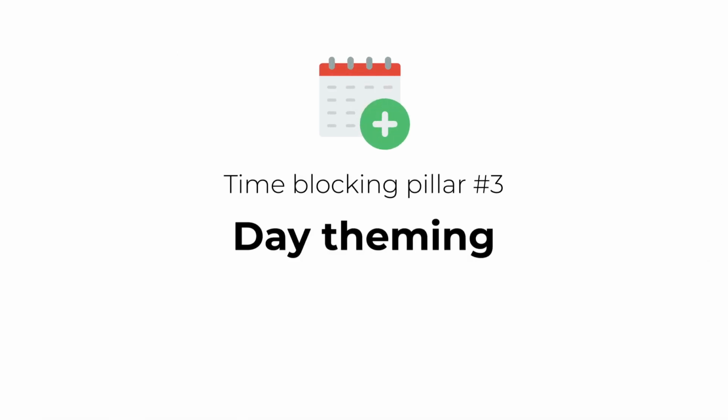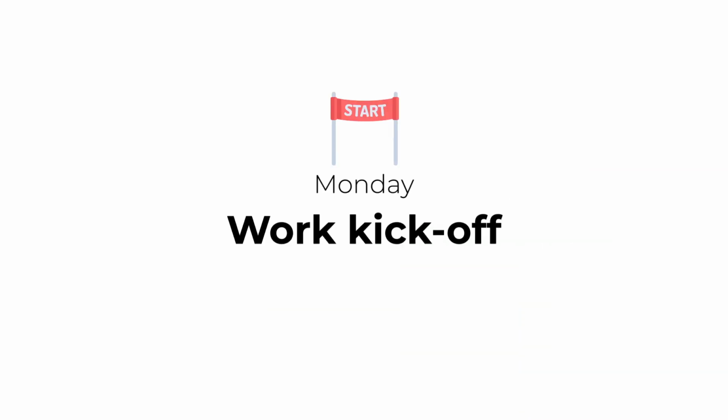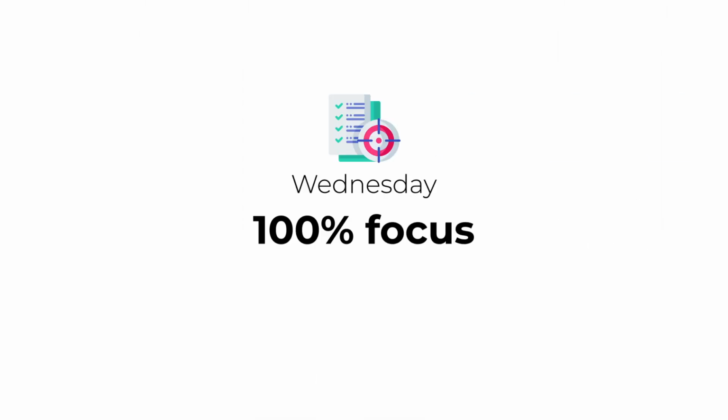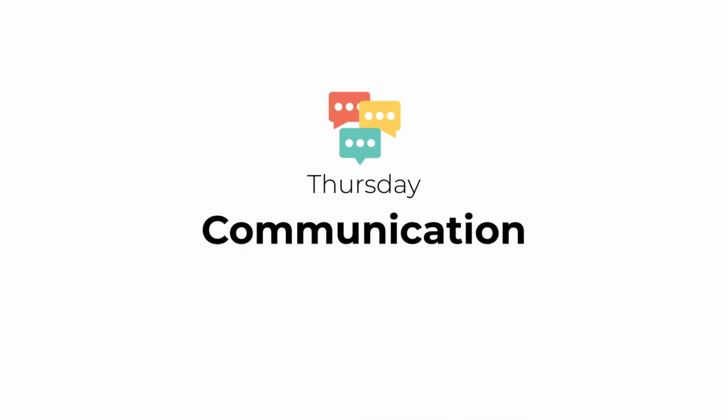The next key component of the strategy is day theming. Here is an example of what I mean by day theming applied to a weekly timeline. So Monday could be work kickoff day in general, weekly town hall overview of the week. Tuesday could be mostly meetings, so you get them out of the way, you batch them. Wednesday could be no meetings, the opposite, and 100% focus, so you're able to fully focus on your work. Thursday could be emails, phone calls, chats, essentially communication channels, so that again you batch those so you don't have to get bothered by them during the rest of the week.